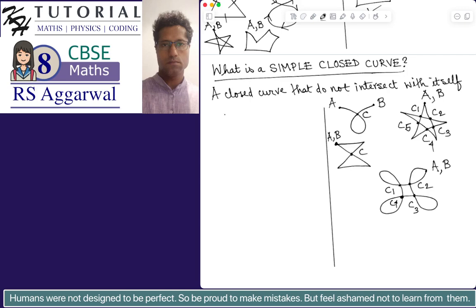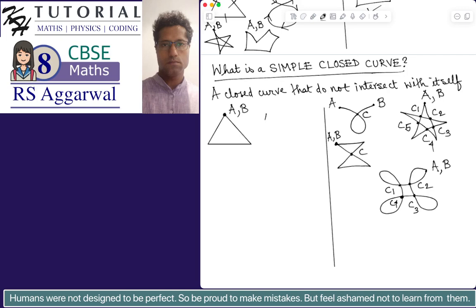A triangle, the simplest simple closed curve is a triangle. This is a simple closed curve. It is a closed curve because this figure, the triangle, was drawn where the starting and the ending point was the same, AB. This was the starting and ending point, and as you can see, the curve does not intersect itself anywhere while it was drawn.